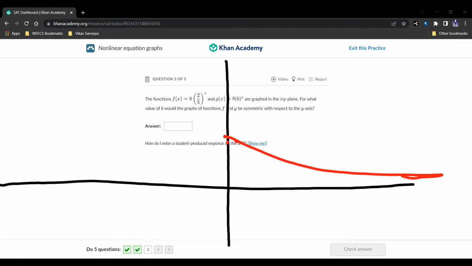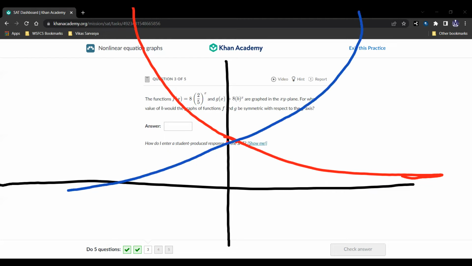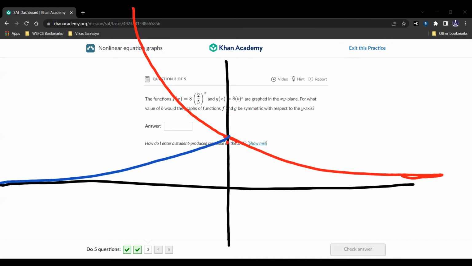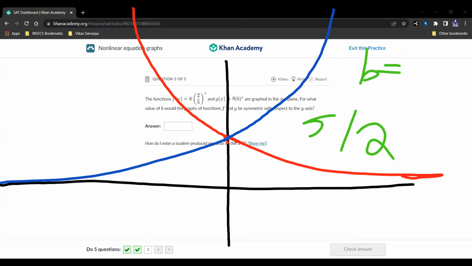And then the other way, we're going to go up. And the other way, if we flip that, it's going to be something like this. Or try that again. Something like this would be there, and this goes up like that. Which means that the factor being multiplied is opposite. The opposite of 2/5 is 5/2. So b is going to be equal to 5/2.